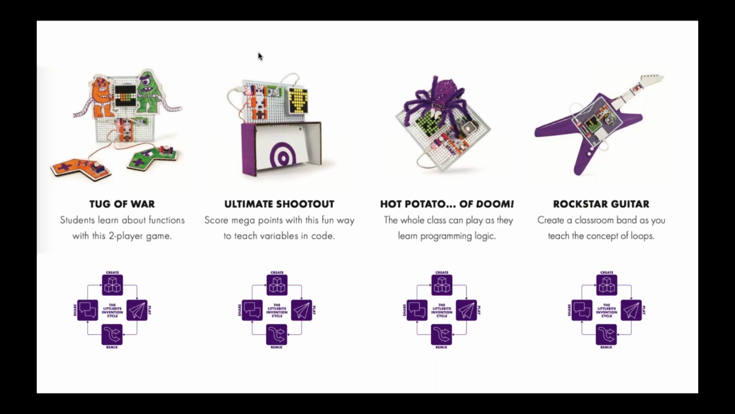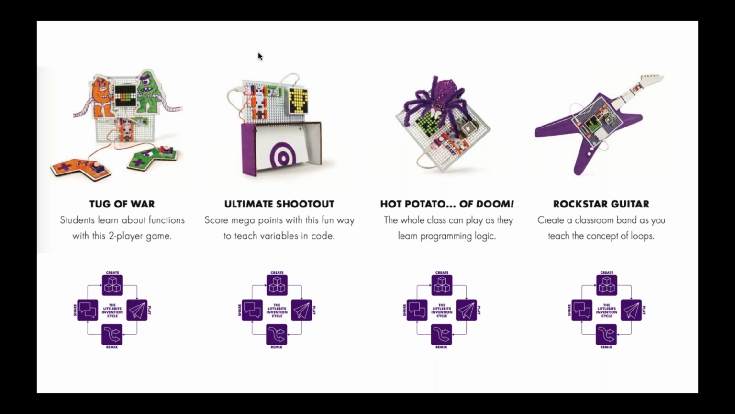Then there also are the 4 core inventions. There's tug of war, ultimate shootout, hot potato of doom, and the rockstar guitar. And I had talked a little bit about the invention cycle earlier, and I just want to reiterate that here, that we really see each one of these inventions that's in the app as a seed. And it's not about the kid building the circuit, pressing load, and then they've done it. They've built hot potato. It's really about where they take it next.